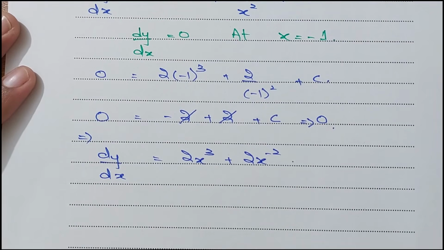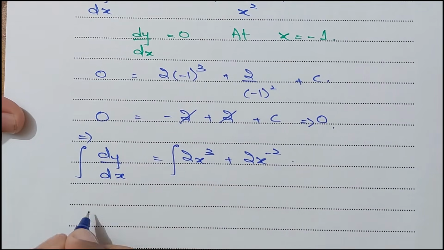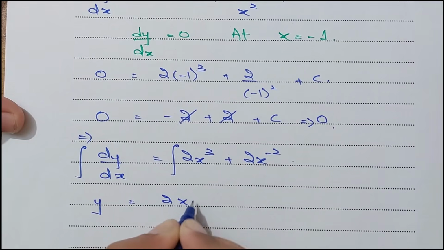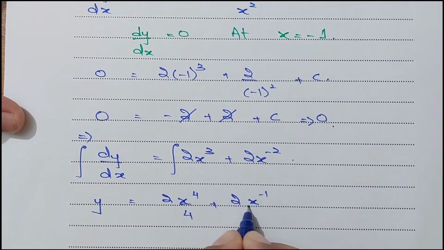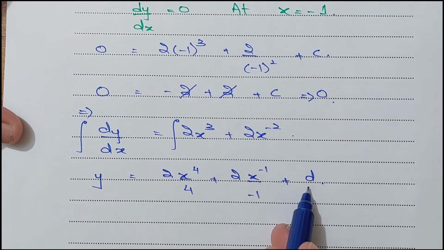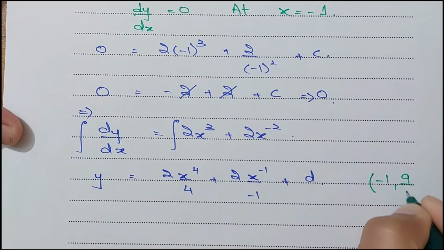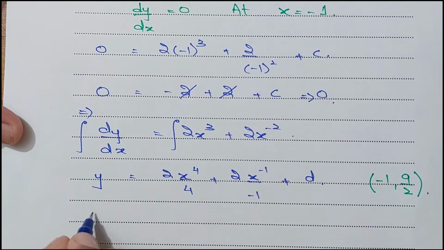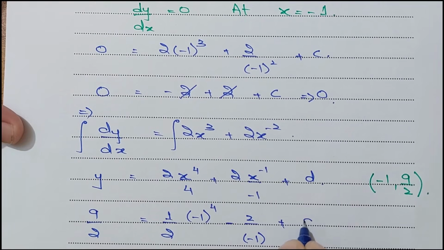Now to get the equation of the curve, we have to integrate it further. Taking integration on both sides again, we have y equals 2x power 4 over 4 plus 2x power -2 plus 1, so -1, over -1 plus d, the constant of integration. Now to get the value of d, we need to use the condition, the point -1 and 9/2, the stationary point which we have been given. So the y value is 9/2, this is 1/2 times -1 power 4, this is -2 over x, which is -1, and the d value.